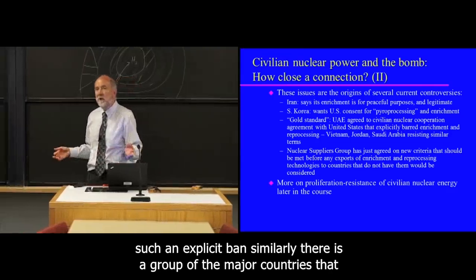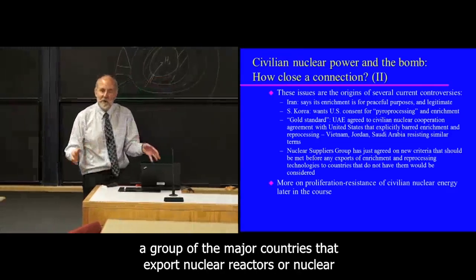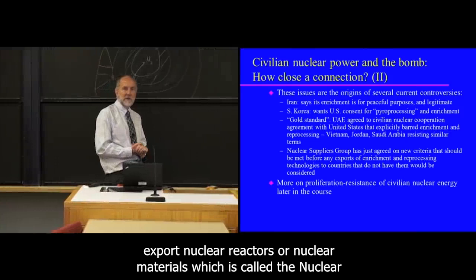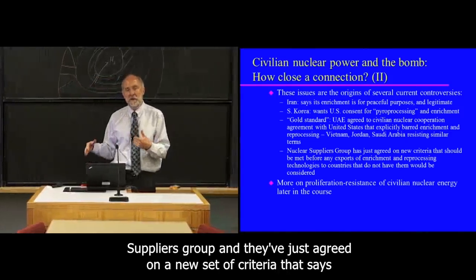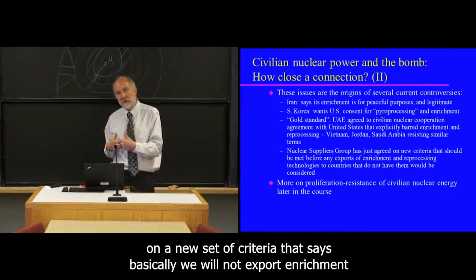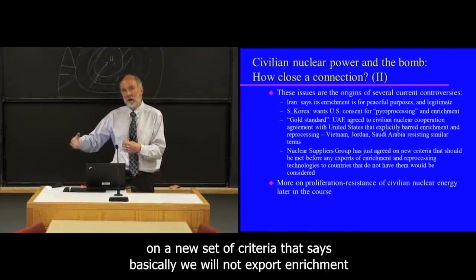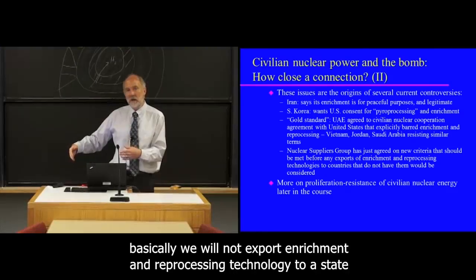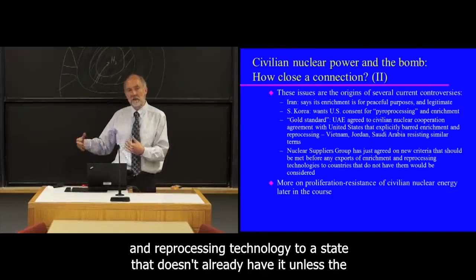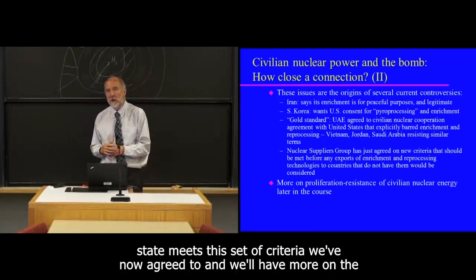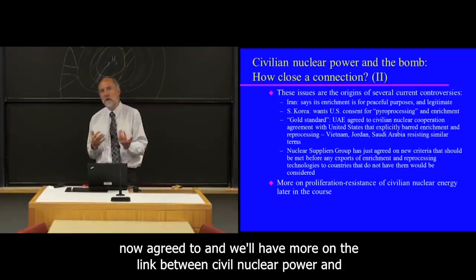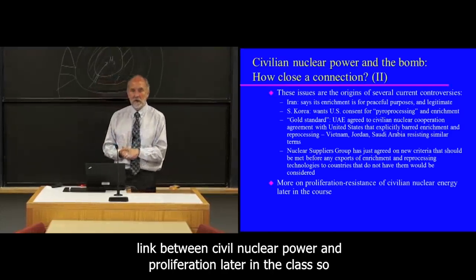Similarly, there is a group of the major countries that export nuclear reactors or nuclear materials, which is called the Nuclear Suppliers Group, and they've just agreed on a new set of criteria that says basically we will not export enrichment and reprocessing technology to a state that doesn't already have it unless the state meets this set of criteria we've now agreed to. And we'll have more on the link between civil nuclear power and proliferation later in the class.